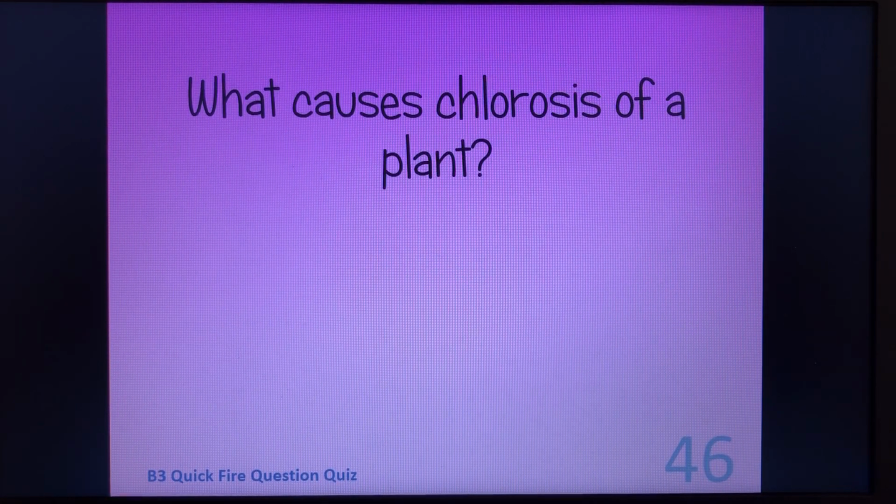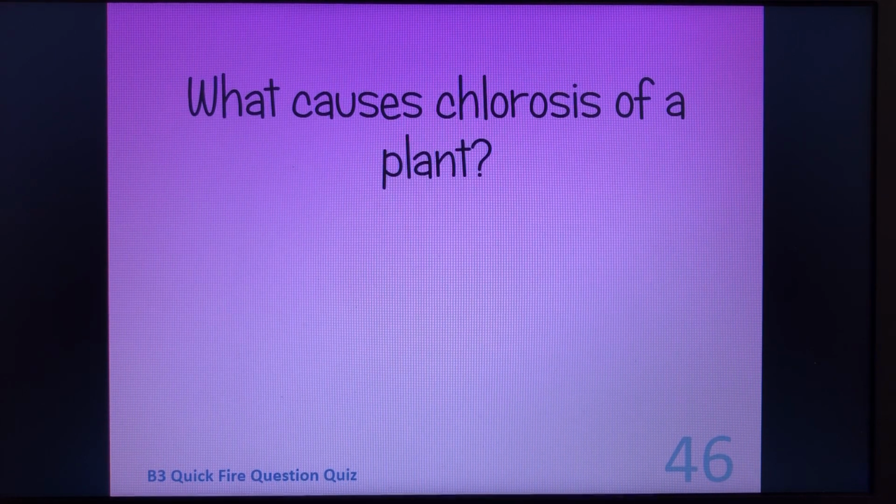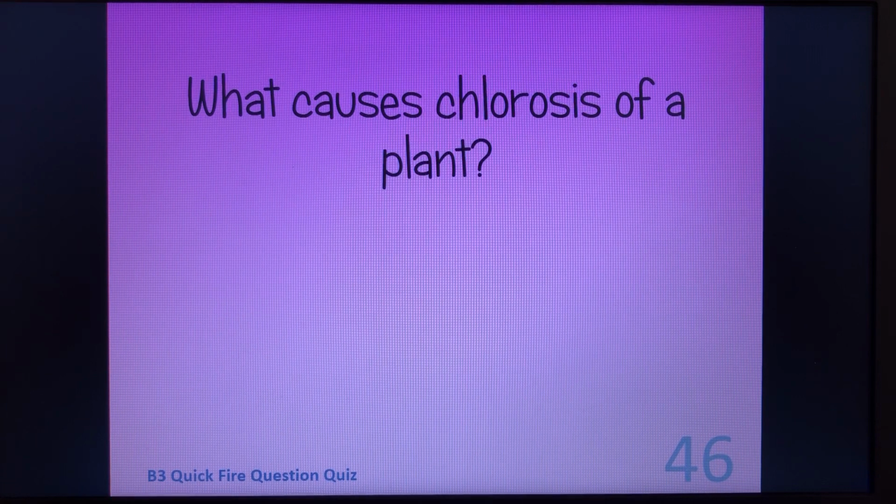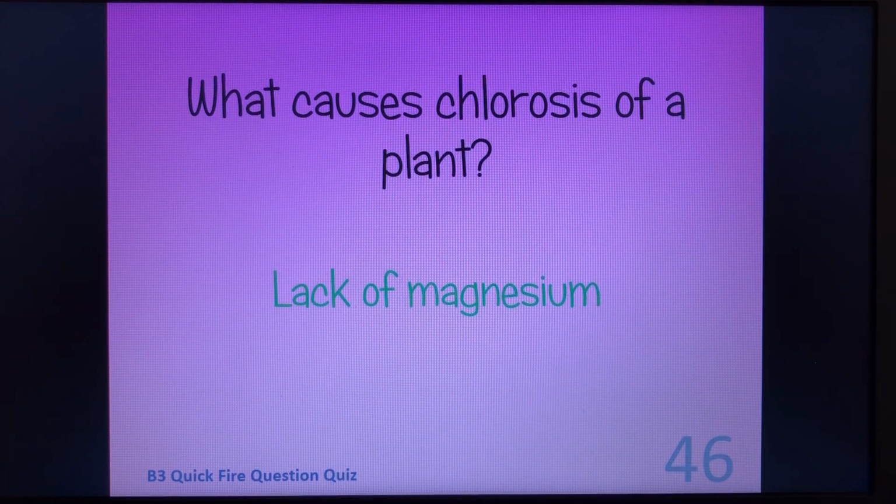Question 46. What causes chlorosis of a plant? Okay, so the plant isn't happy. It's probably gone less green and more yellow. Okay, and it's basically where there's not as much chlorophyll, which makes the leaves green, as they used to be. But what causes it? What is it a lack of? And the answer is a lack of magnesium.